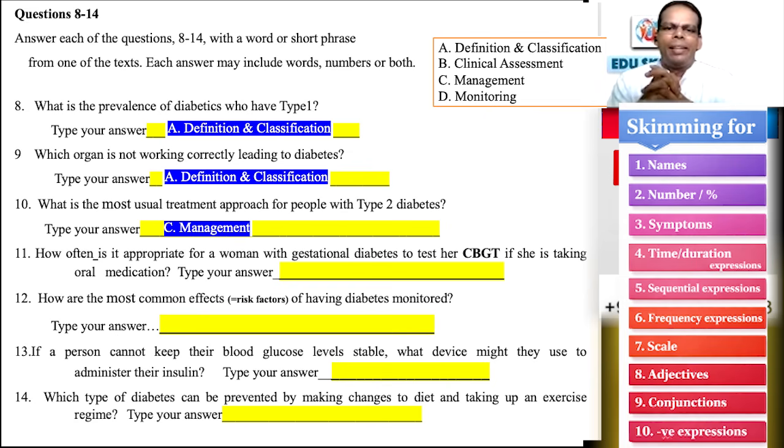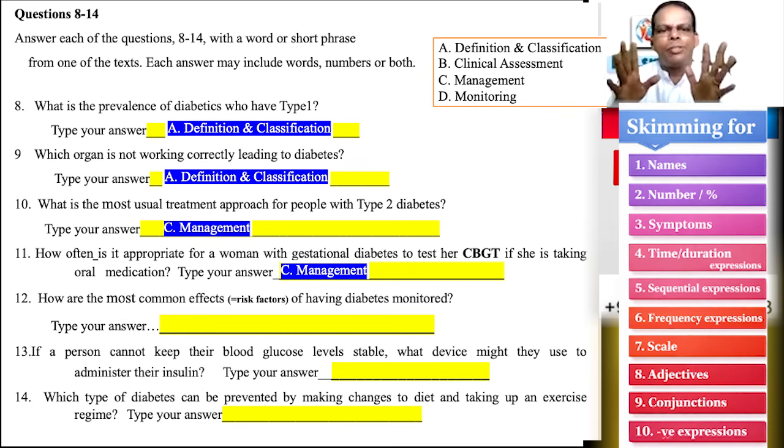And the next one, the fourth one: how often is it appropriate for a woman with gestational diabetes to test her CBGT if she is taking oral medication? How often? Time means daily, or once in a week, or once in 3 months, once in 6 months. You know what the nature of the answer is going to be, and definitely you know where it will be, under the 4 headings.